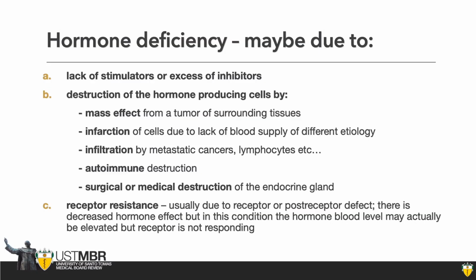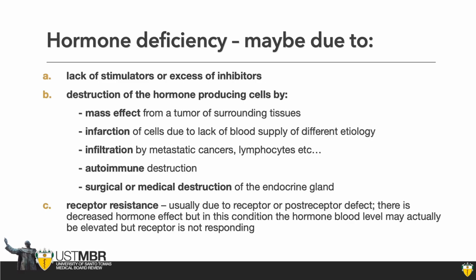On the other hand, hormone deficiency may be due to lack of stimulator or excess of inhibitors. For example, in secondary hypothyroidism, if your pituitary is destroyed, TSH won't be able to stimulate your thyroid gland to produce thyroid hormone. Next is destruction of the hormone producing cell itself.